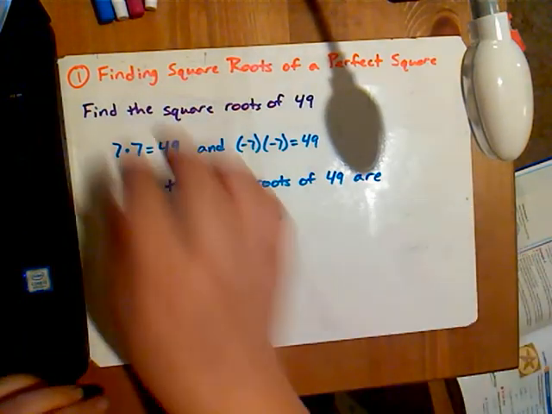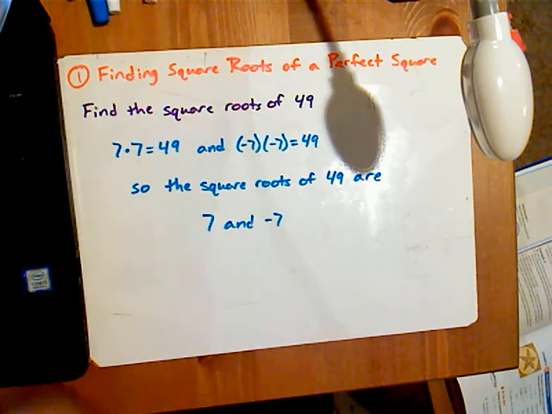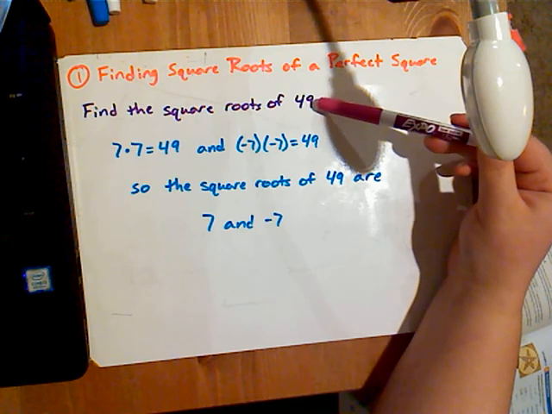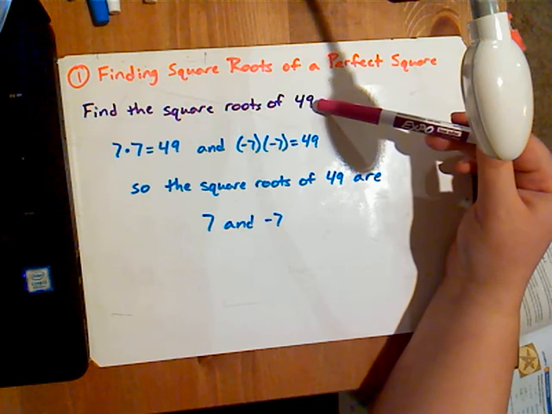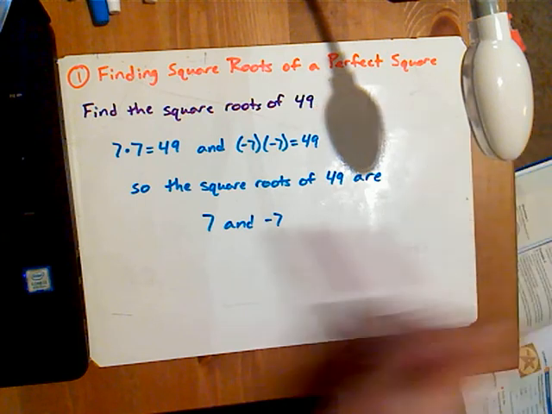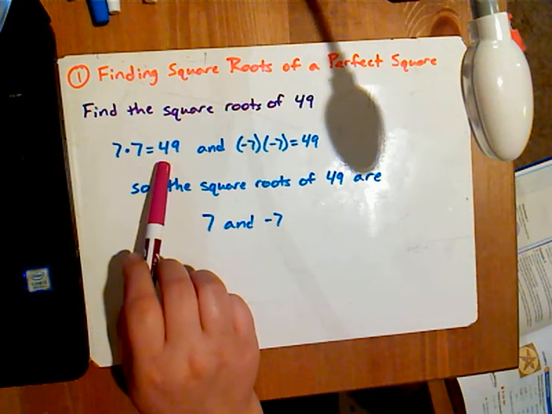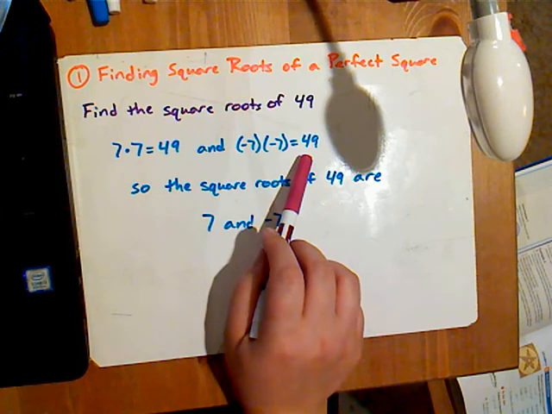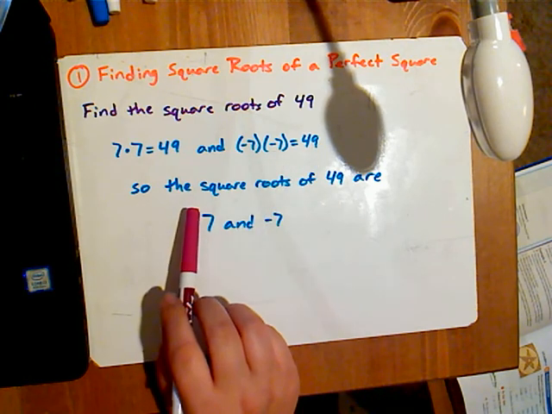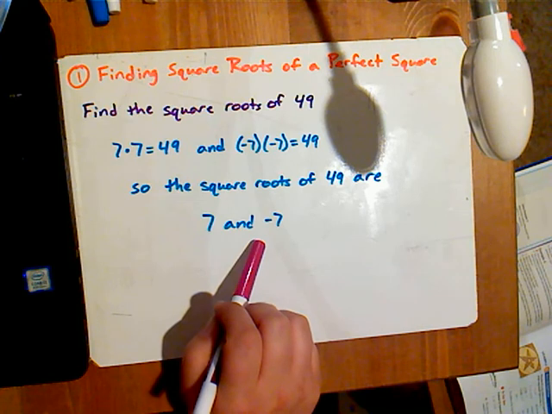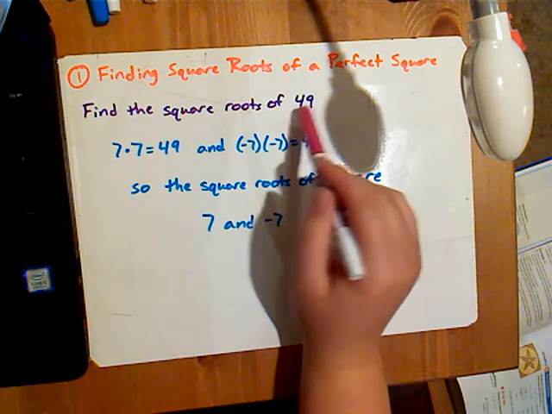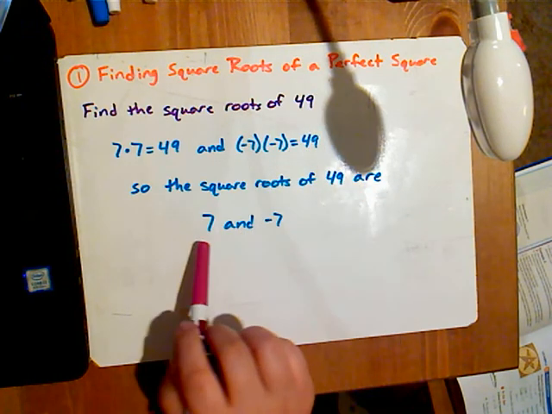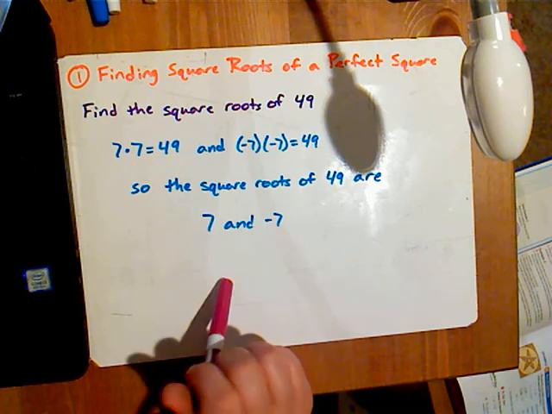All right, so finding the square root of a perfect square. This one asks you to find the square roots of 49. Remember, we said that positive numbers are going to have positive and negative square roots. Because 7 times 7 is going to equal 49, as well as negative 7 times negative 7 will equal that positive 49. So the square roots of 49 are 7 and negative 7. If it's asking for the square roots of a positive number, make sure you've got its positive and negative square roots.